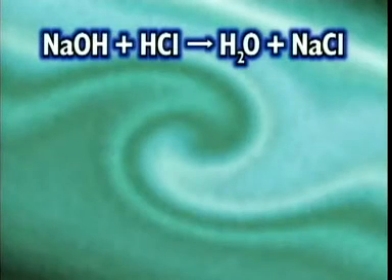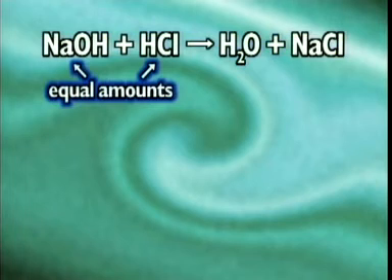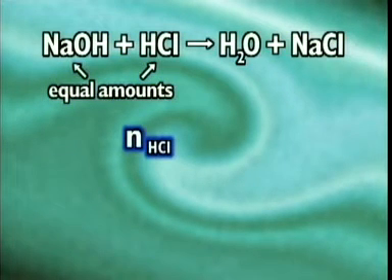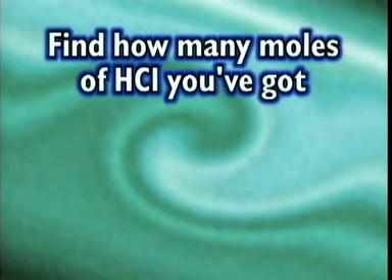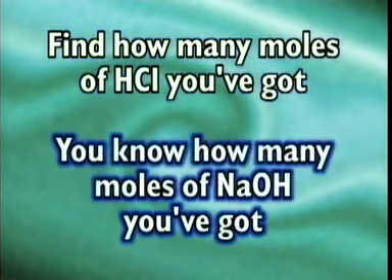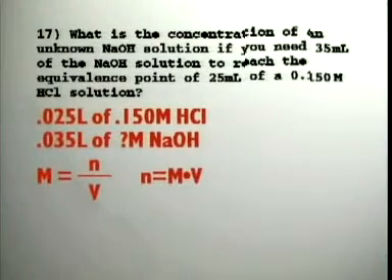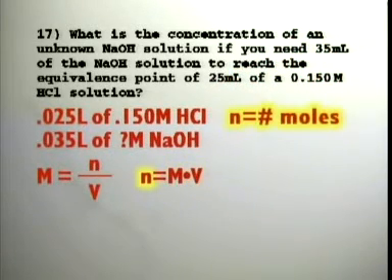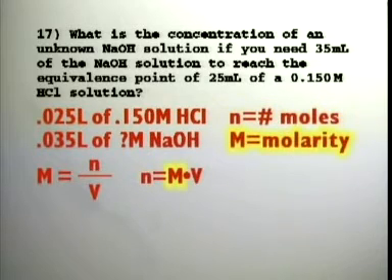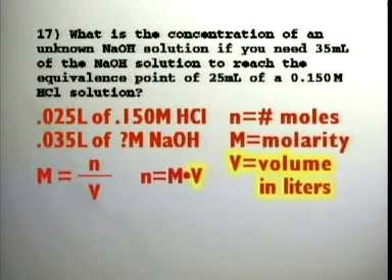First, check out the balanced equation. It shows NaOH and HCl in equal amounts. That means that the number of moles of NaOH you have will equal the number of moles of HCl. So, find out how many moles of HCl you've got, and you know how many moles of NaOH you've got. We have enough information to find how many moles of HCl we have, so we can apply our result to the NaOH. Convenient, huh? Here's the equation to find moles again: n, the number of moles, equals the molarity, capital M, times the volume in liters.